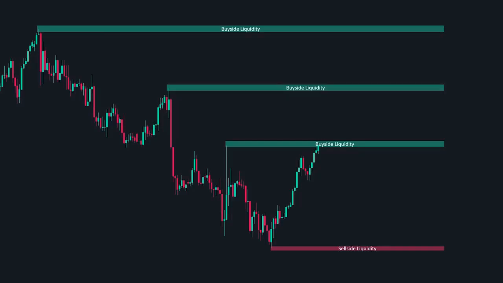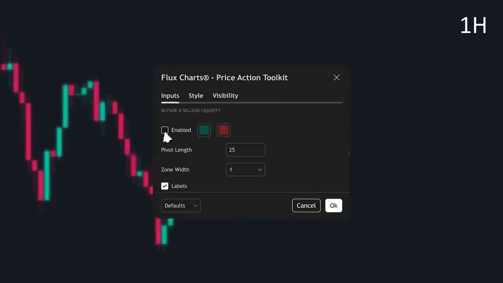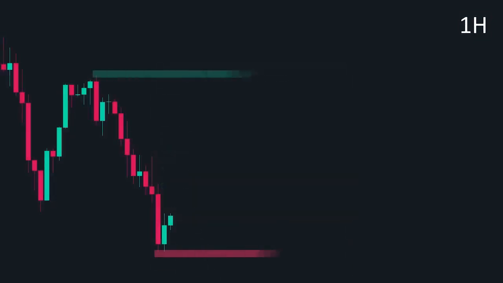This makes it much easier to plan your trades based on where the smart money might be targeting. Now let me show you how the second trading strategy works on the chart. First, apply the Price Action Toolkit, and from the Settings tab, turn on the buy side and sell side liquidity zone options. Once enabled, you will see the major liquidity zones marked clearly on your chart.